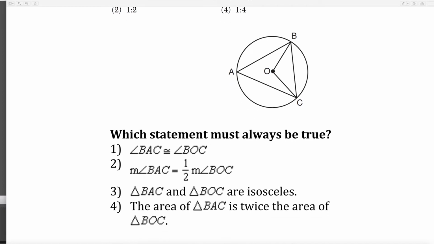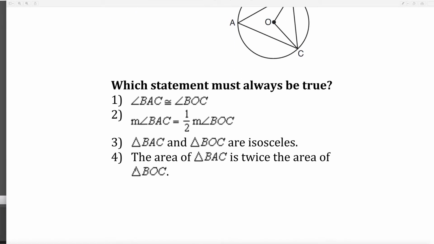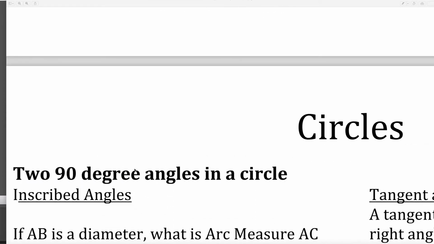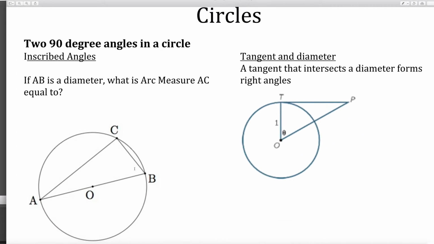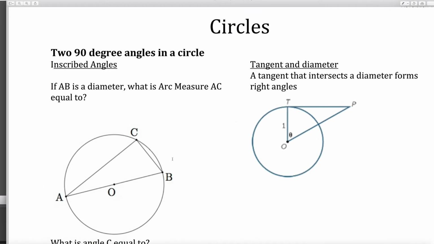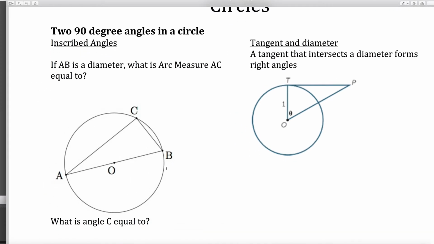Okay, the next one, same thing. Very simple. Fine, so let's leave it. Now, there's two 90-degree angles in a triangle at any given time. There's inscribed angles to diameters, and tangents and diameters. This is an important topic.